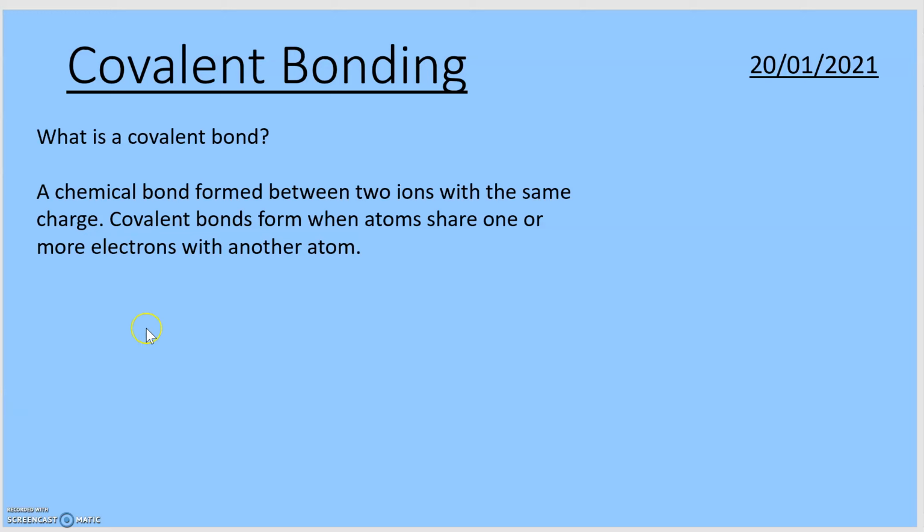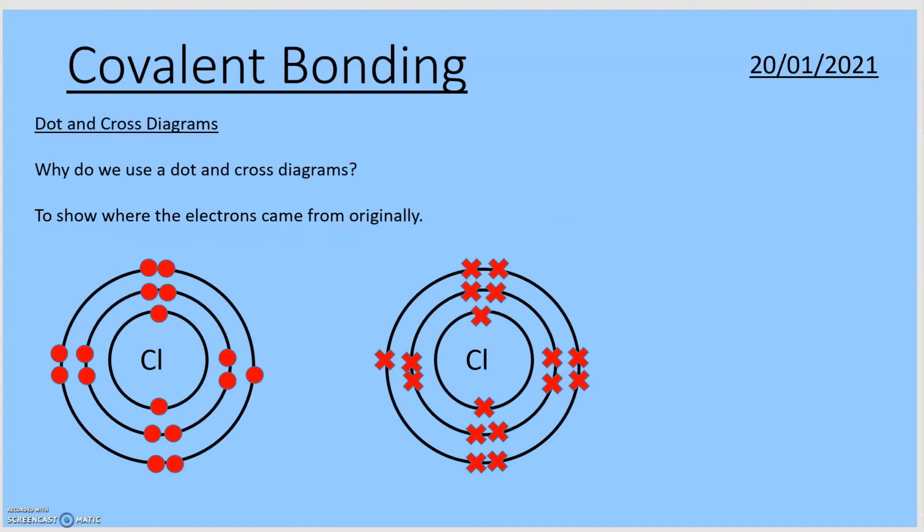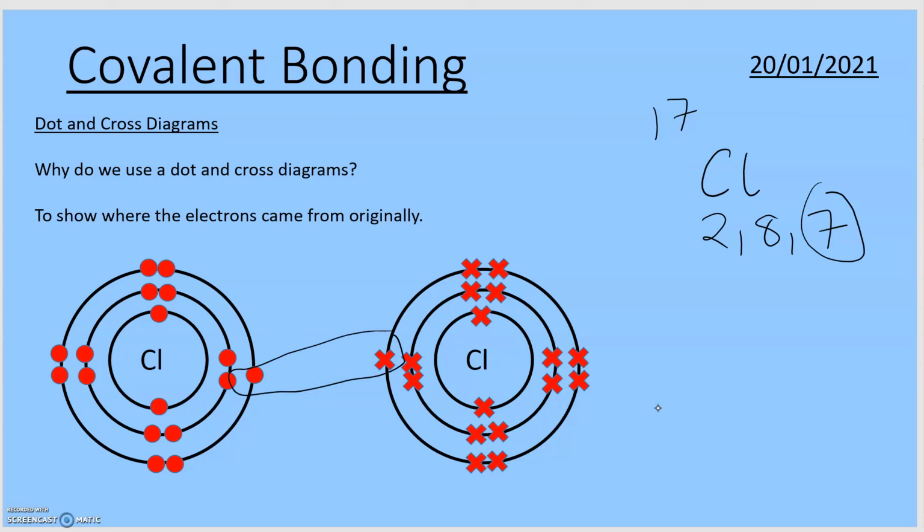So if we were to look at a non-metal here, chlorine is a non-metal. Chlorine has 17 electrons, so Cl has 17 electrons. The electronic configuration is 2, 8, 7. So as you can see, both chlorines are going to need one electron. So what they will do is share this together to get a full outer shell configuration.